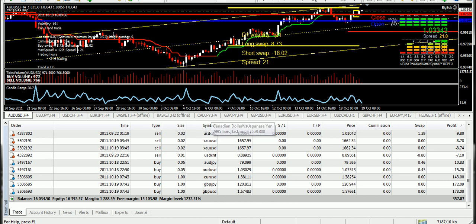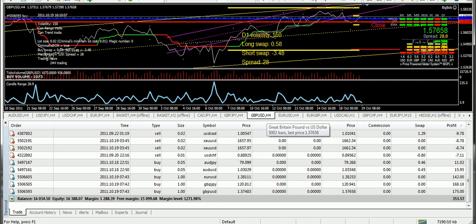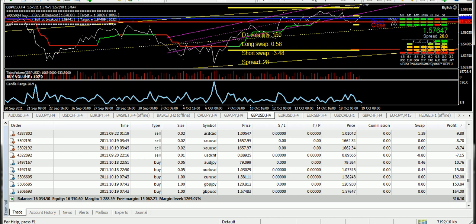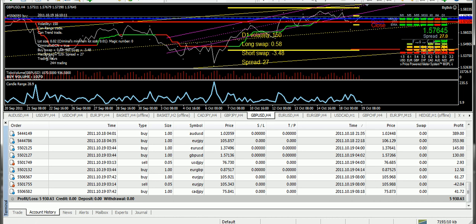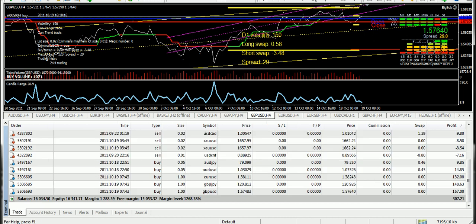Having said that, we looked at trades, for instance, Great British Pound, US dollar, and we'll look at some of the things. The account history today is nearly 6,000 for the month. I haven't been trading much, but you can look at the effect of a positive amount of money in the drawdown.